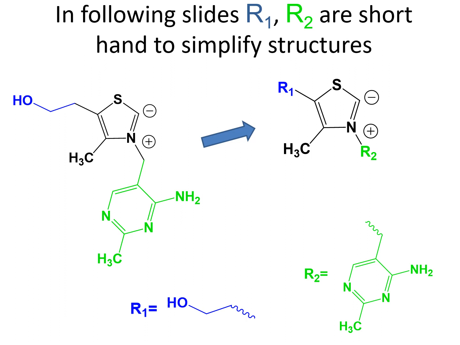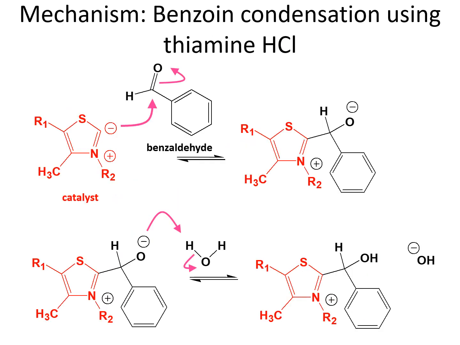So here we need to symbolize some of the structures for ease of representation during the mechanisms. The fragment at the bottom we're going to call R2, the hydroxyl attachment of the thiamine we're going to call R1, and we'll use those symbols as of this slide. So what happens is the created negative charge will attack one mole of the benzaldehyde. Specifically, it attacks the electrophilic carbon.